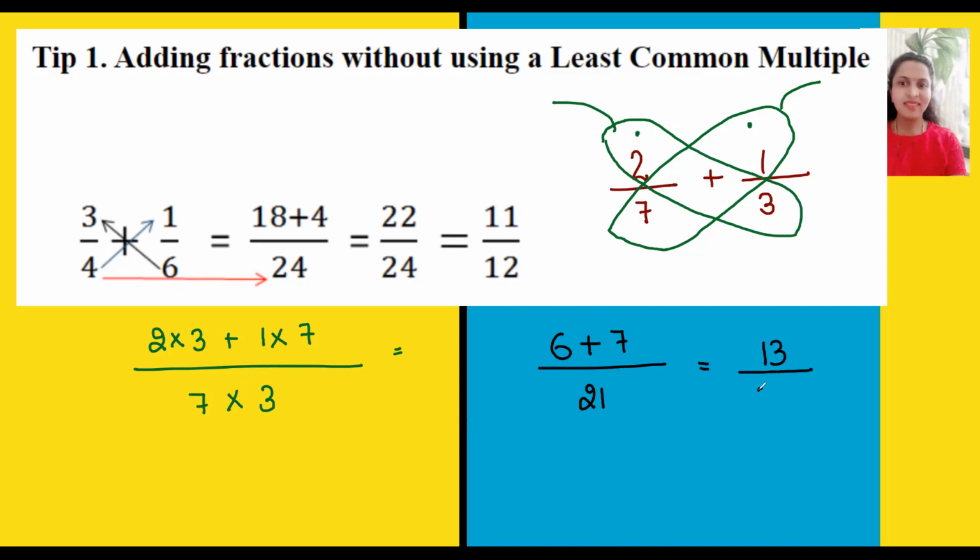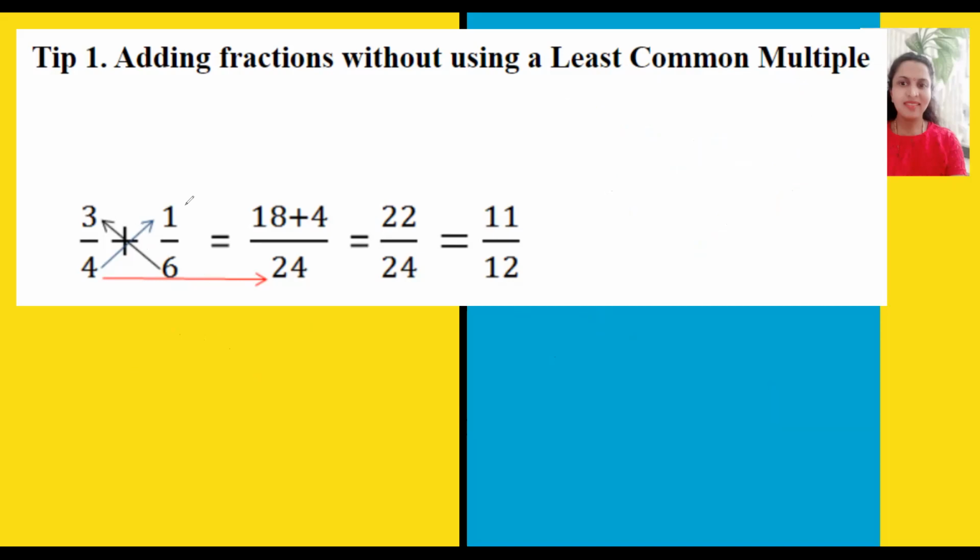So 13 by 21. So instead of teaching just cross multiplication, make it fun for them by saying make a butterfly like this. It will be so much fun for them to draw the butterfly at an early age and learn fractions. This method again can be used for subtraction as well, whenever the denominators are unlike.